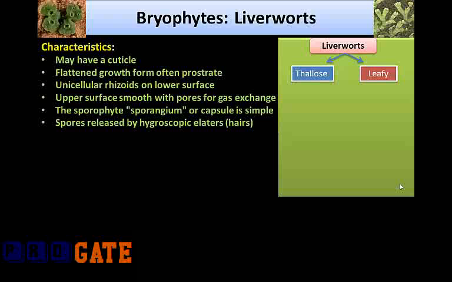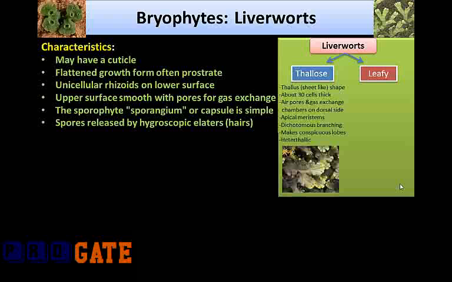So basically there are 2 types of liverworts, the thallose and leafy. Coming to the characteristics of thallose, as the name suggests, strong dorsal-ventral flattening forms a thallus, that is the sheet-like shape, about 30 cells thick. Air pores and gas exchange chambers on the dorsal or upper surface, apical meristems, dichotomous branching, they often make conspicuous lobes, and are generally heterothallic, that is the sexes are on separate plants.